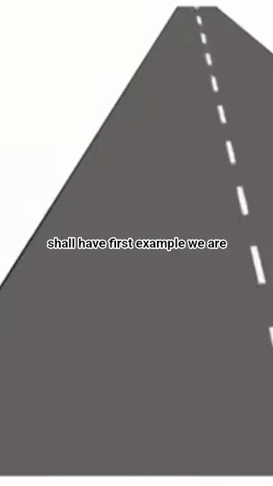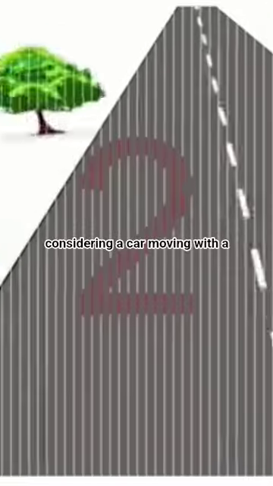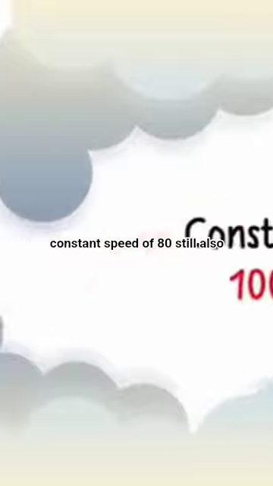So we shall have the first example. We are considering a car moving with a constant speed of 80. Also, we are considering an aeroplane moving with a constant speed of 100 kilometers per hour. So in those two, where do you think we find the acceleration?